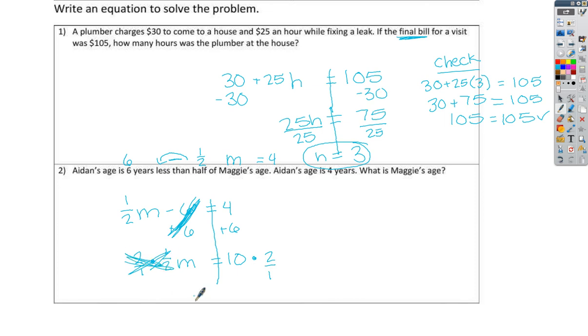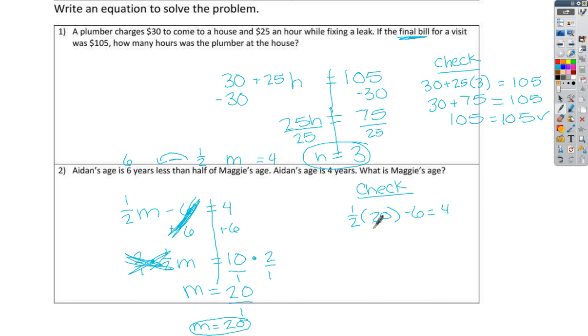So m equals, remember this 10's over 1. 10 times 2 is 20. 1 times 1 is 1. So m equals 20 divided by 1 is itself, so 20. So this is our answer, but we have to check. So we're going to plug in our m into our equation. We have 1/2 times 20 minus 6 equals 4.